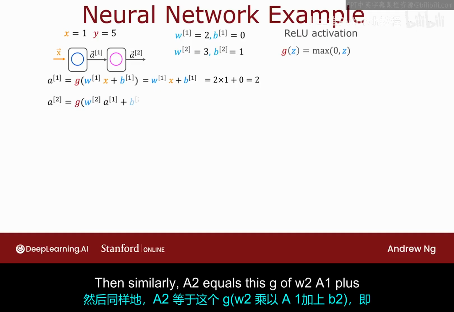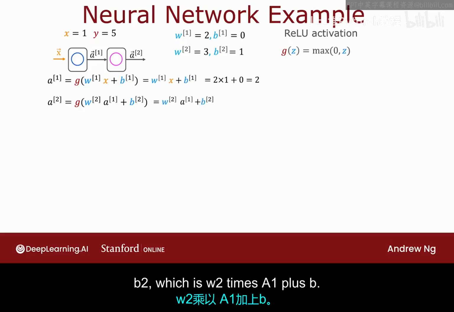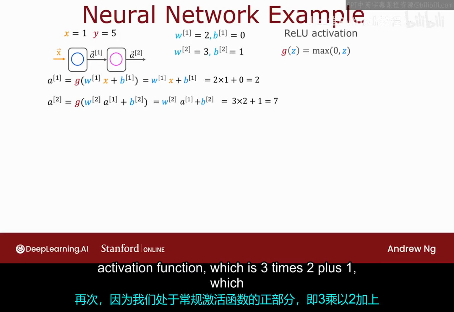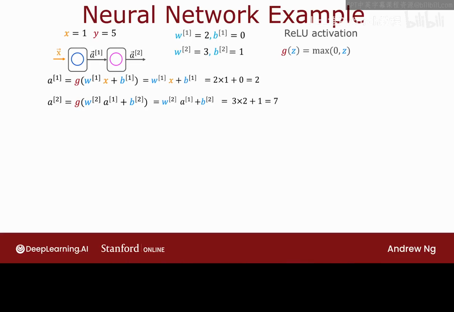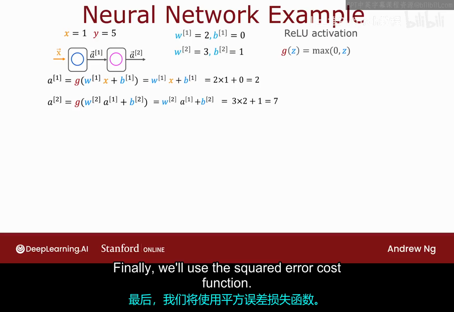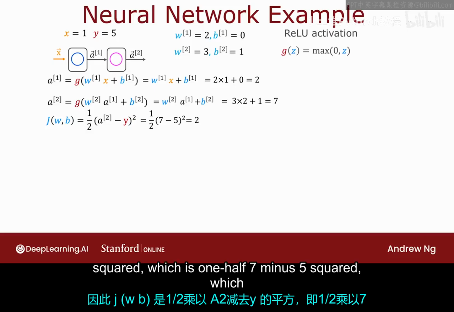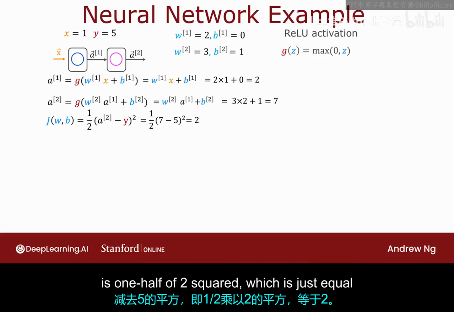And then similarly, a2 equals this, g of w2 a1 plus b2, which is w2 times a1 plus b2, again because we're in the positive part of the ReLU activation function, which is 3 times 2 plus 1, which is equal to 7. Finally, we'll use the squared error cost function. So J of w, b is 1/2 (a2 minus y) squared, which is 1/2 (7 minus 5) squared, which is 1/2 of 2 squared, which is just equal to 2.